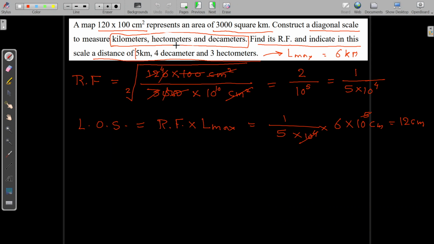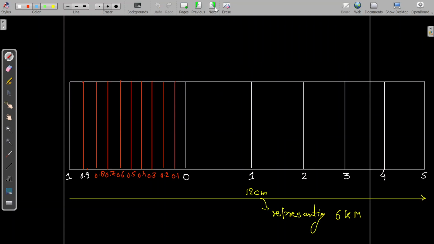Now we have to show an individual decameter also in this scale. Okay, so again we have to divide this much distance further into 10 parts, then only we can change this one hectometer distance into decameter. Okay, for that what we'll do, we will divide this length into 10 equal parts.